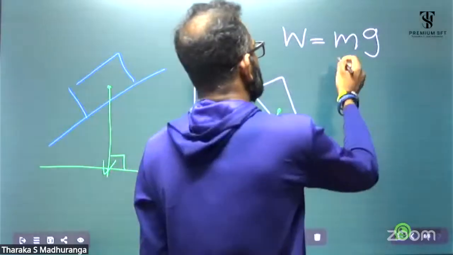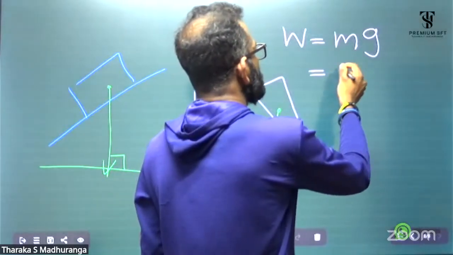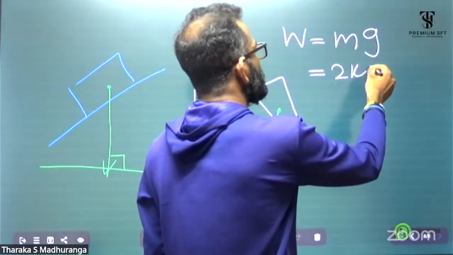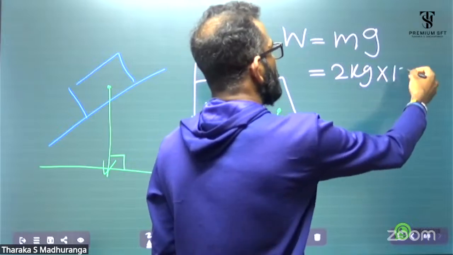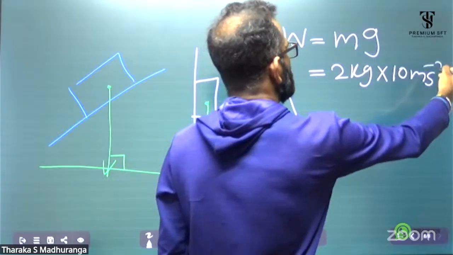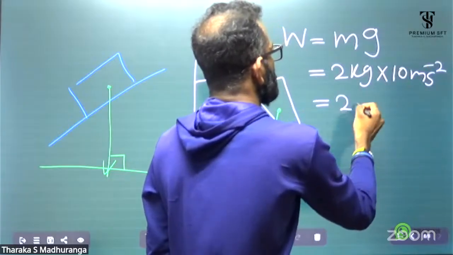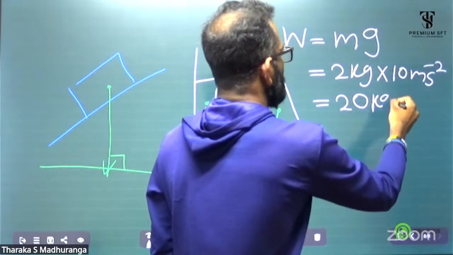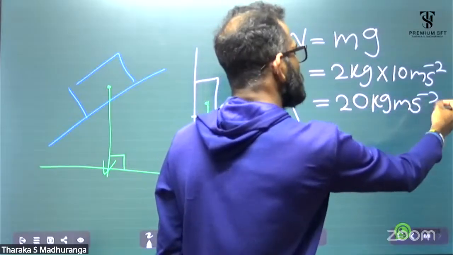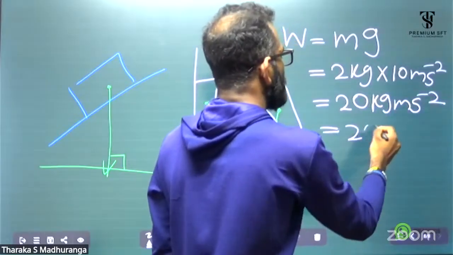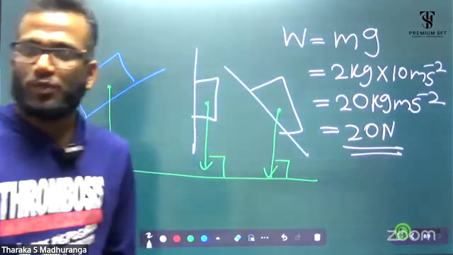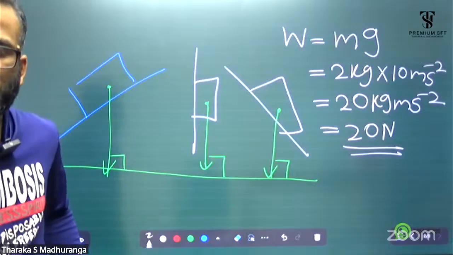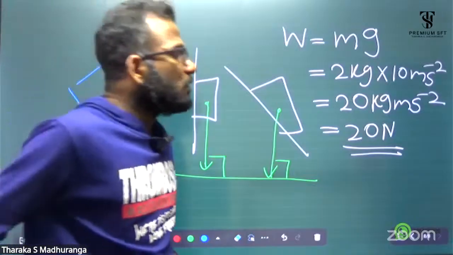Now, think of a 2 kilogram object. Normally, we take gravitational acceleration as 10 ms minus 2. The weight of the object is 20 kg ms minus 2, which is the actual unit, but we use it as 20 Newton. 20 kg ms minus 2 equals 20 Newton.